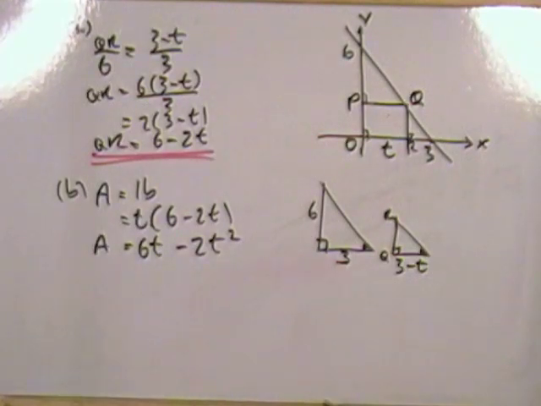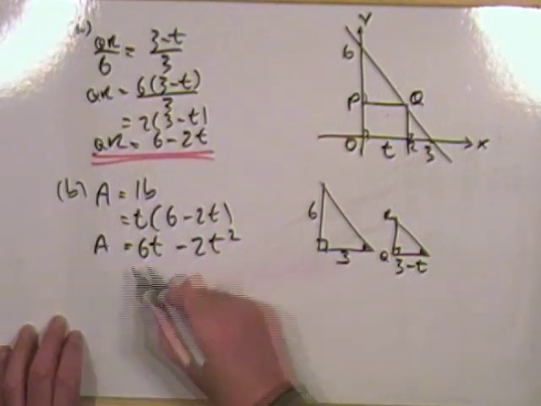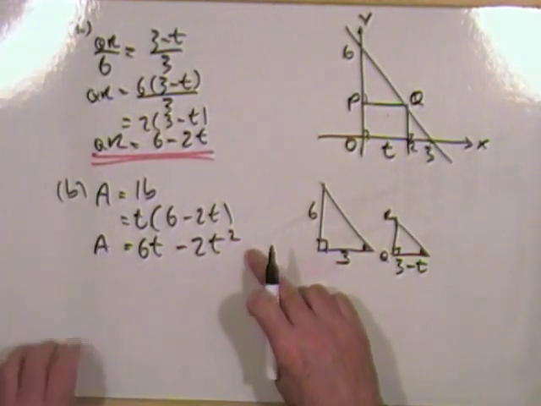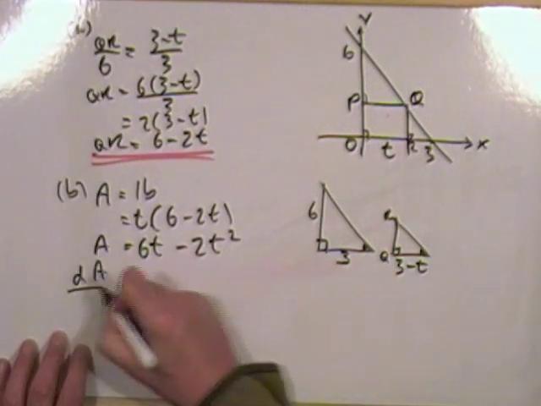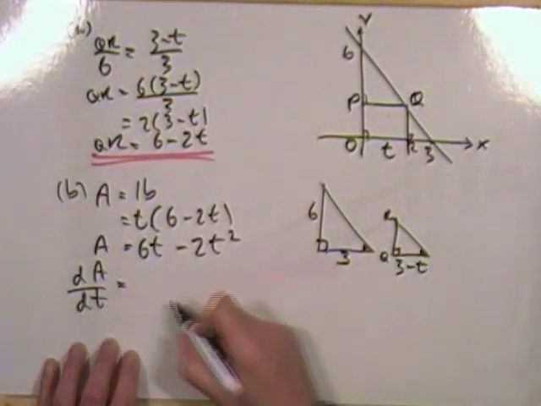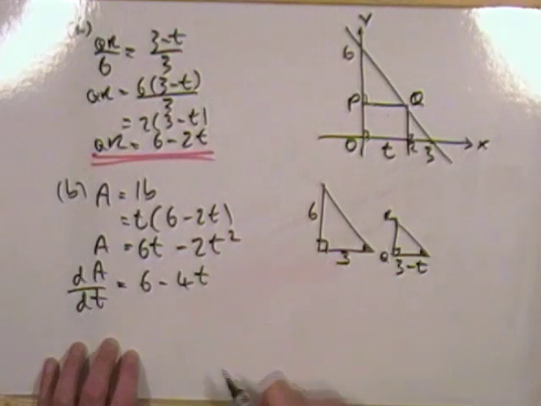3 minus t. 0 and 3, halfway, 1.5. Anyway, I'll go through it. So standard procedure would be, that's right, to optimise that, differentiate it. dA by dt would be 6 minus 4t.